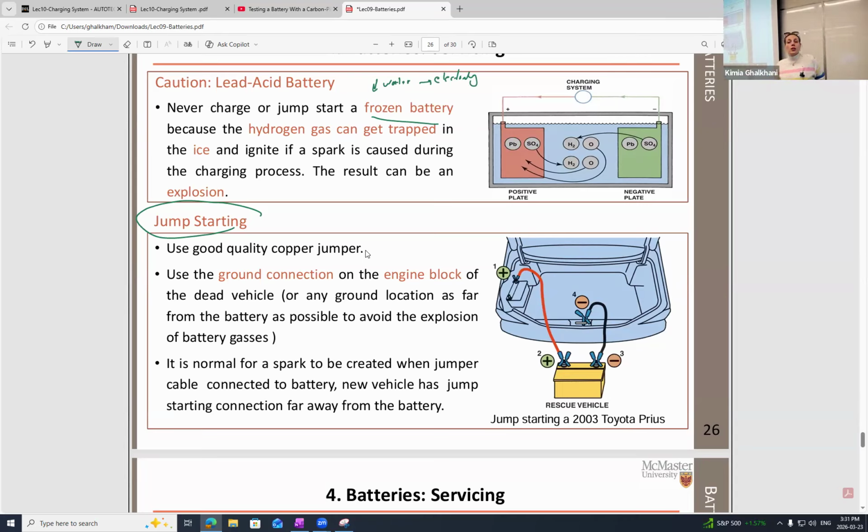If the water is frozen, or I would say the electrolyte is frozen, what was the functionality, or I would say impact, of electrolyte inside the battery? Why do we need electrolyte? This is a good challenge. Who can answer this question? Yes.